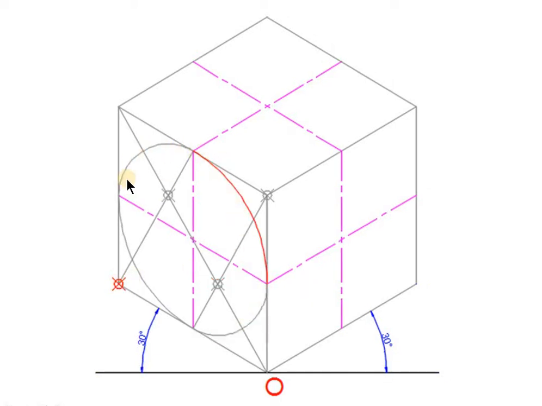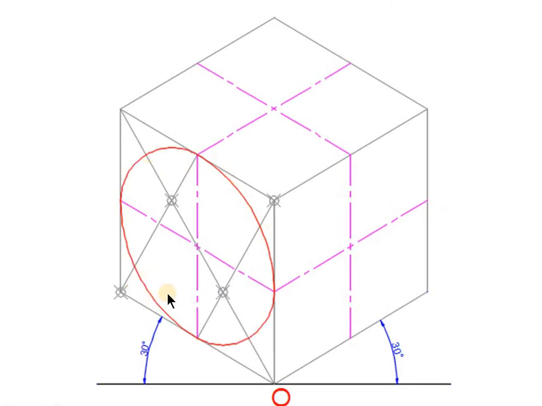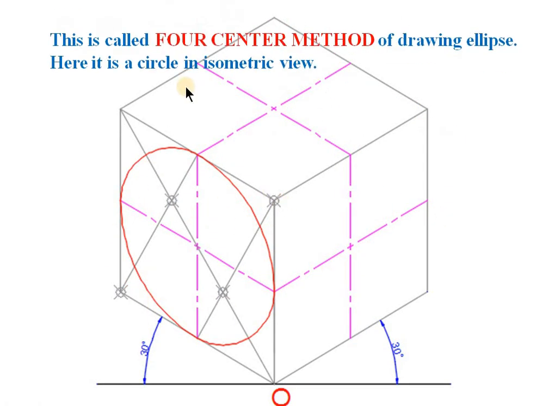So this way you can complete this ellipse, which is nothing but a circle in one of the orthographic views. So after completion, it will be visible like this. This is called, like I said, the 4 center method of drawing an ellipse. Here it is a circle in isometric view.